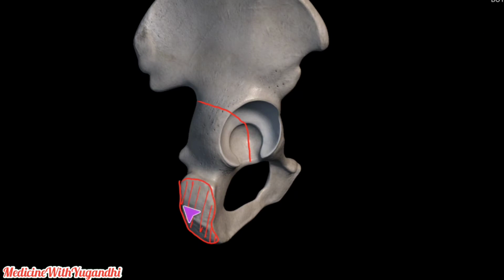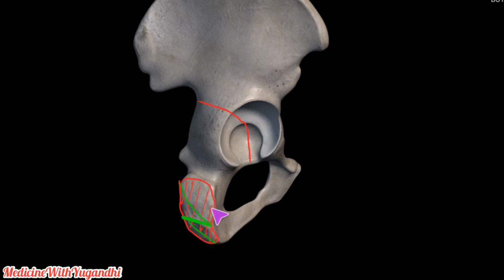This ischial tuberosity is divided into two parts, namely the upper quadrilateral part and the lower triangular part. The upper portion is divided into an upper lateral part and a lower medial part. The lower triangular portion is divided into a smaller medial part and a larger lateral part.